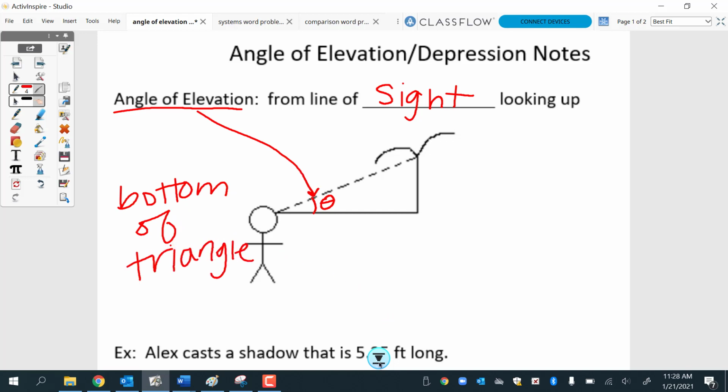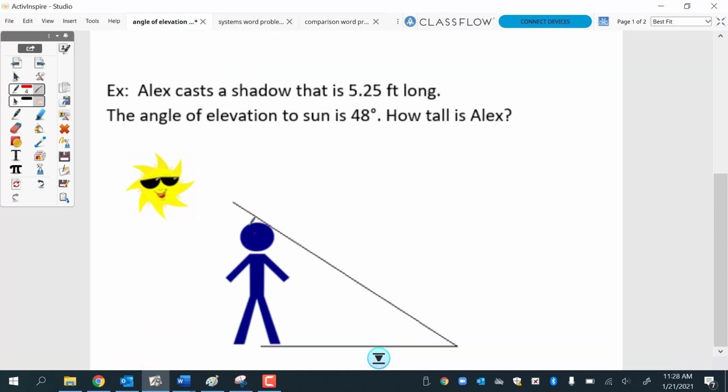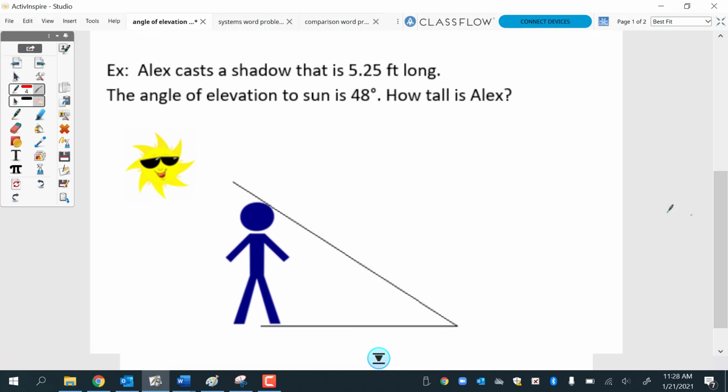So let's look at an actual example where they use angle of elevation. It says Alex casts a shadow. This is Alex, stick figure Alex, casts a shadow that is 5.25 feet long. So here's Alex. Alex's shadow, if we are not aware, shadows appear on the ground. So here's Alex's shadow on the ground, and it is 5.25. So I'm going to put 5.25 on the shadow.